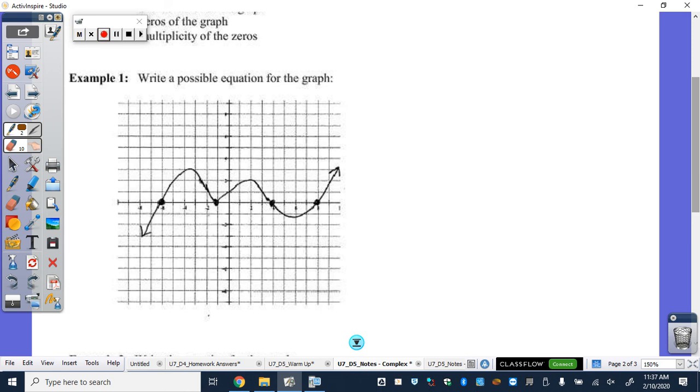So let's take a look at our first graph here. Based on our end behaviors, what kind of degree should we have, even or odd? Odd. This one's going to be odd because the left side is down, right side is up. So we know we should have an odd one. Will our leading coefficient be positive or negative? Positive. So we know degree should be odd, and the leading coefficient should be positive because of the way our end behaviors are going.